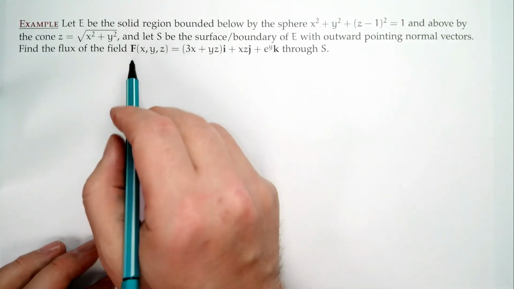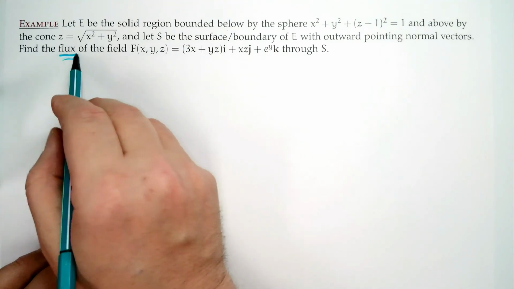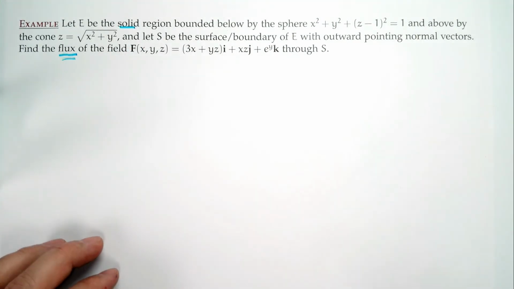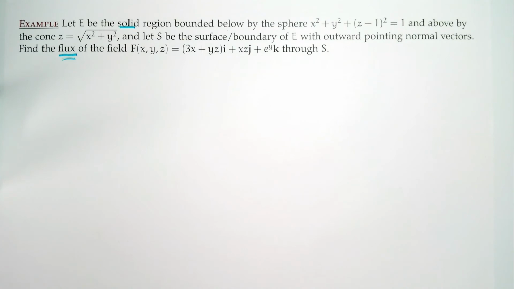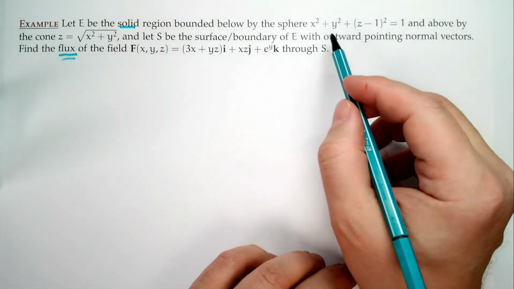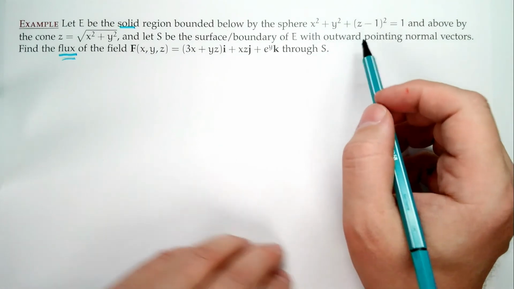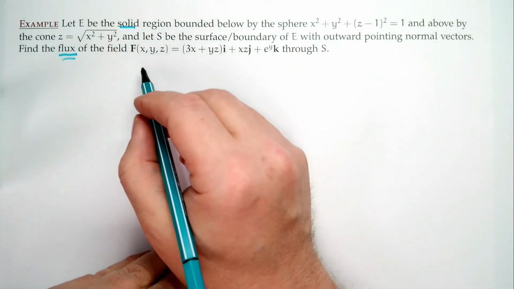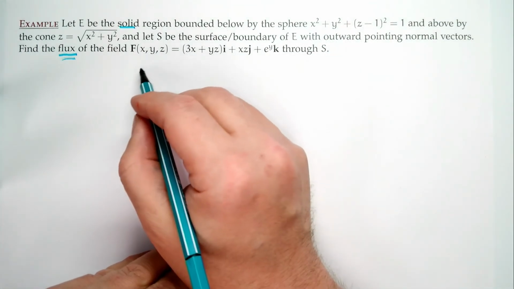Now, again, we see it's a flux problem with a solid. So those are our two things. When we see those go together, we say this is the divergence theorem problem. It's probably going to help us figure out what to do once we see the shape, but let's just go ahead and jump to the punchline.